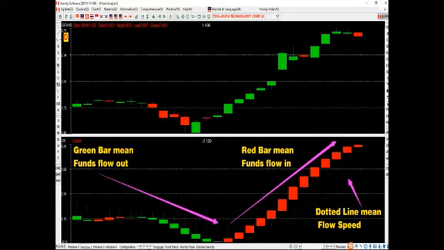Do you understand? The opposite, the green bar, has the opposite meaning. When you see the green bar, it means the funds start to flow out. If the funds flow out, then the price will go down. You know what I mean? It's really easy to understand. We just need to see these two colors, red and green. When you see red, the funds are flowing in. When you see green, the funds are flowing out. So this is the key, and it's really easy to understand.